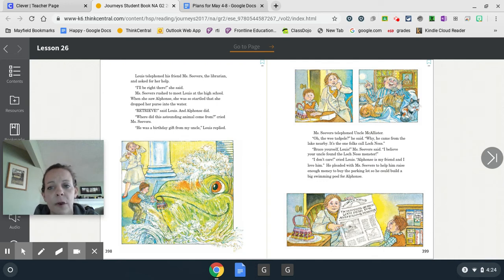Miss Severs telephoned Uncle McAllister. "Oh, the wee tadpole," he said. "Why, he came from the lake nearby. It's the one folks call Loch Ness." "Brace yourself, Lewis," Miss Severs said. "I believe your uncle found the Loch Ness monster." "I don't care," cried Lewis. "Alphonse is my friend and I love him." He pleaded with Miss Severs to help him raise enough money to buy the parking lot so he could build a big swimming pool for Alphonse.